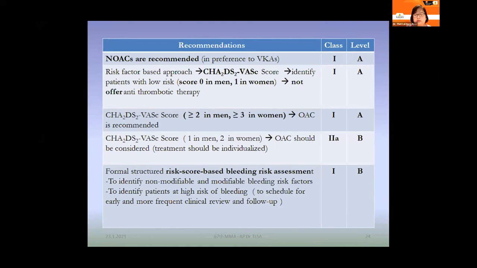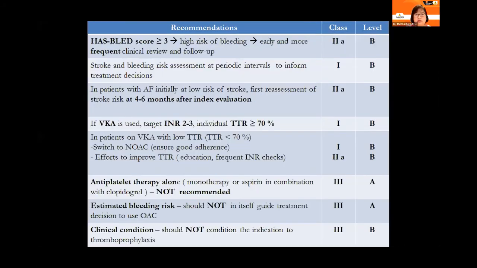And the risk score-based bleeding risk assessment should be used at all times. The HAS-BLED score should be used for the bleeding risk. If the HAS-BLED score is 3 or more, there is the high risk of bleeding, and patients should be asked for the frequent clinical review and follow-up, and we should find out the modifiable bleeding risk factors and correct as much as possible. And the stroke and bleeding risk assessment at periodic intervals should be done.